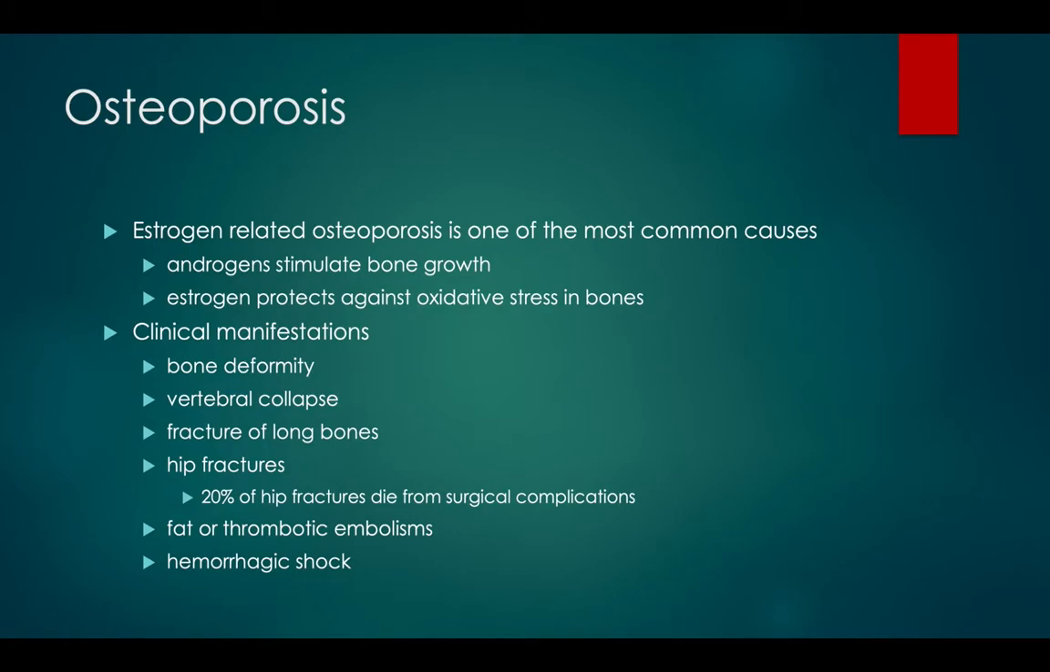You can also get hemorrhagic shock. Again, we talked about how vascular the bone is, particularly the femur and the hip and pelvis. If you get fractures to those areas, they can bleed quite severely.